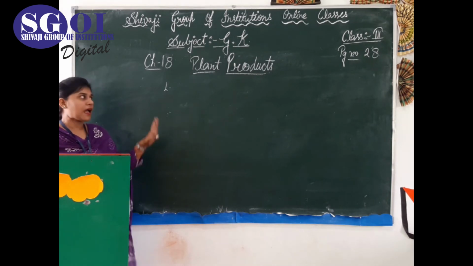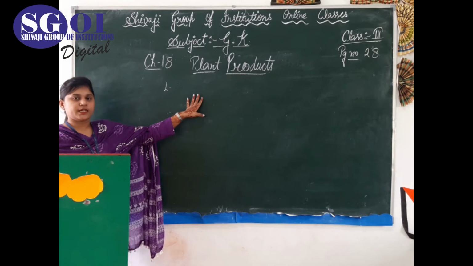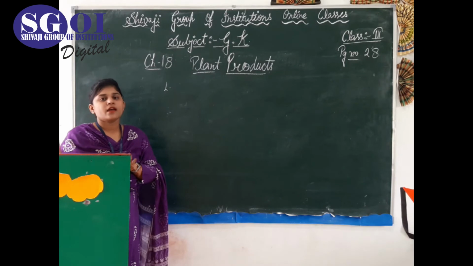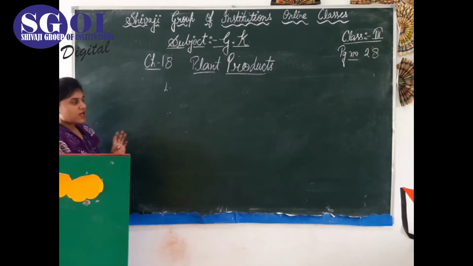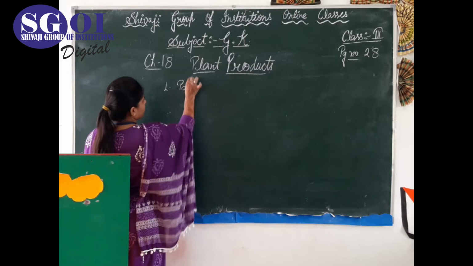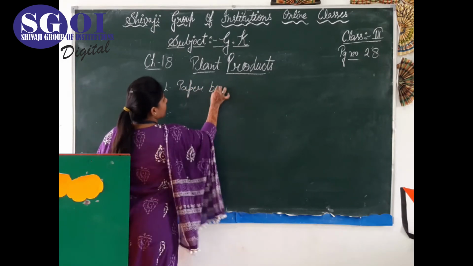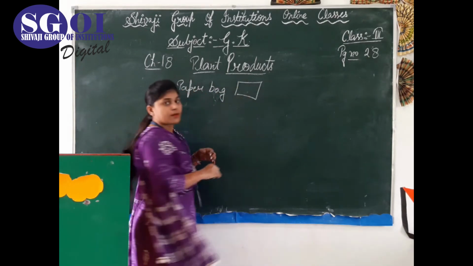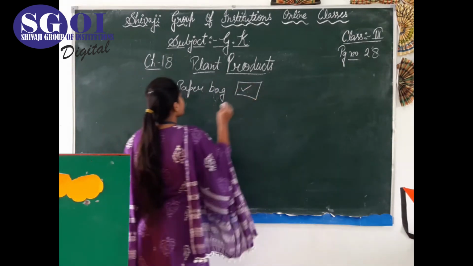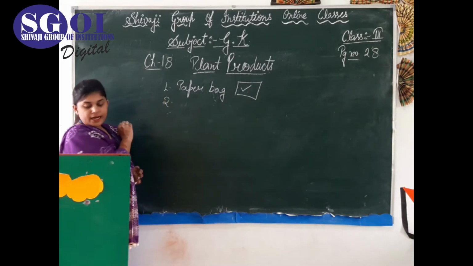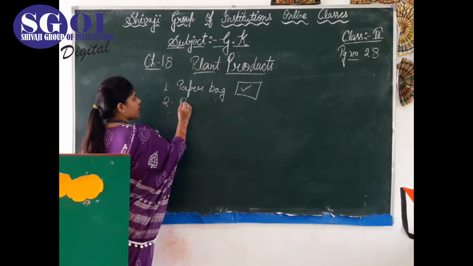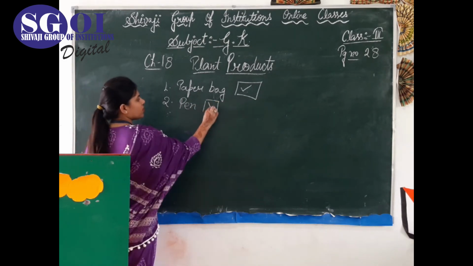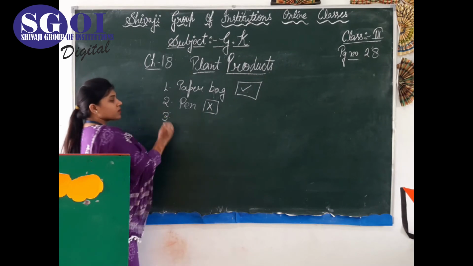Pictures name and give the correct answer. So you have to just take the cross or tick in the given box. First is paper bag. This is made by plant. So you can tick here. Move to second. Second is pen. Pen is made by plant? No. So cross it.